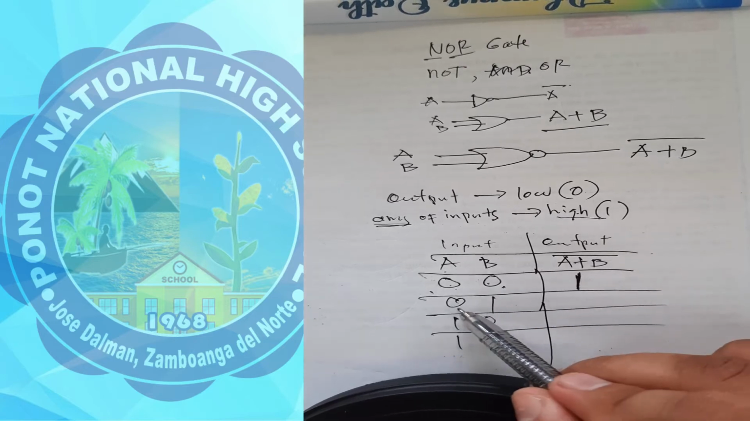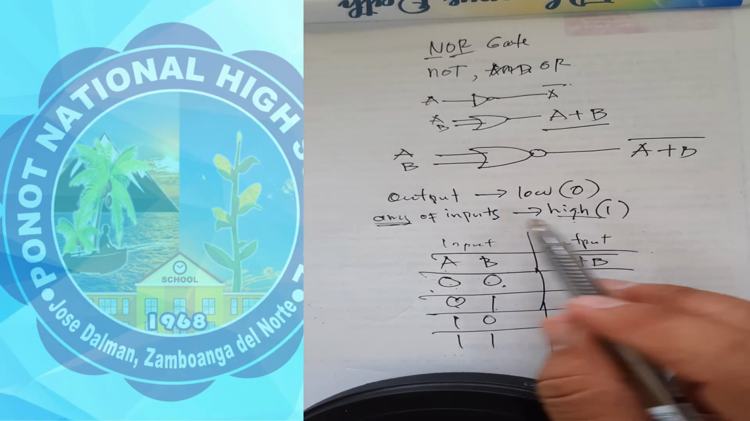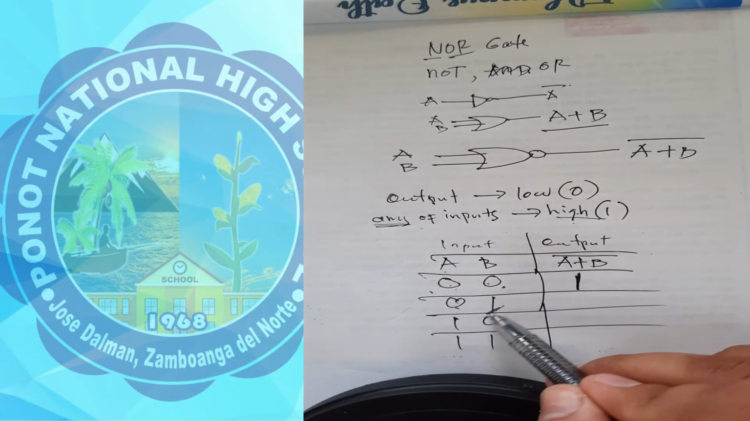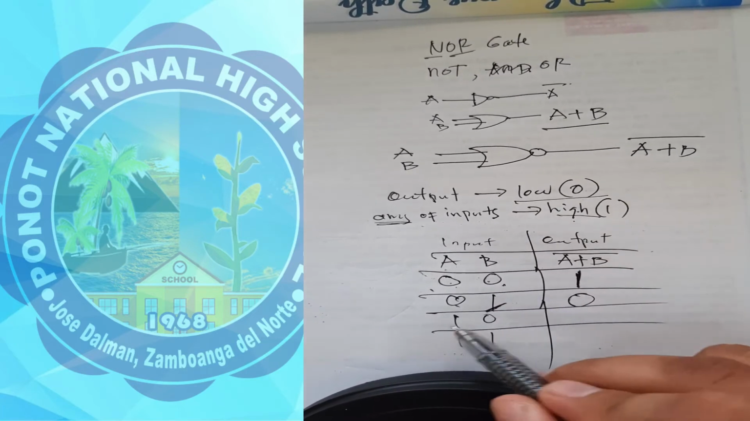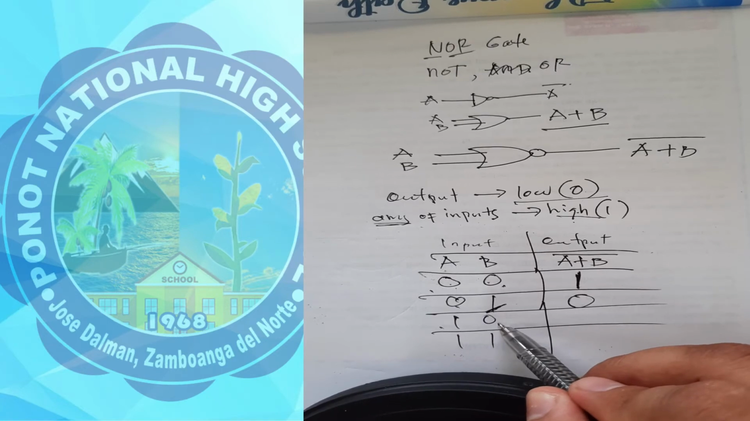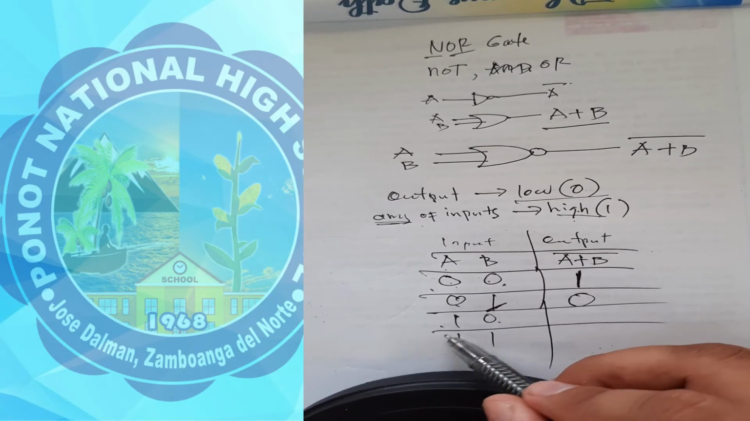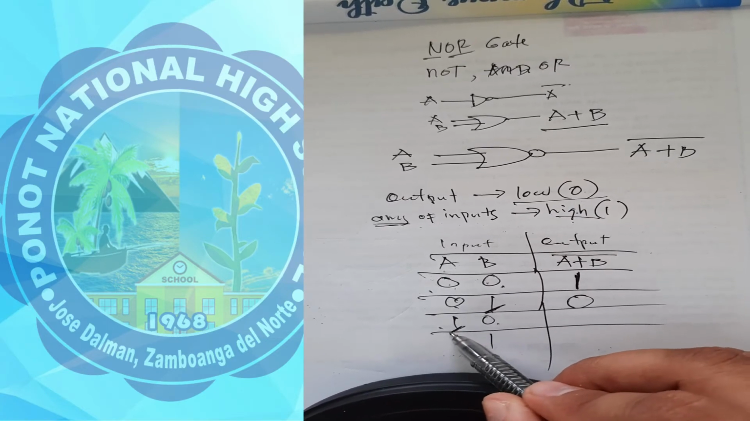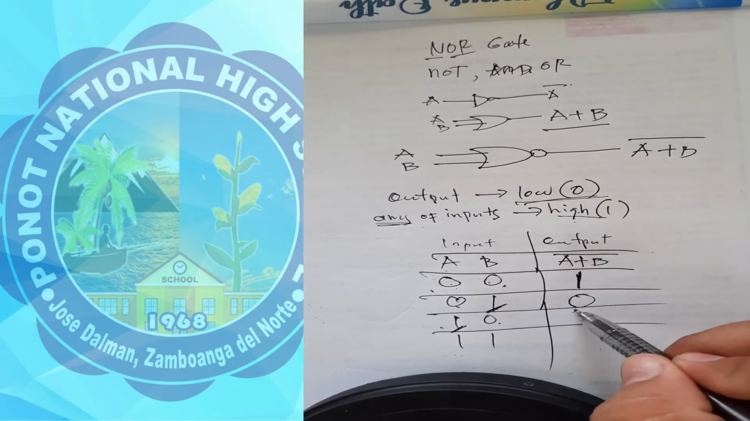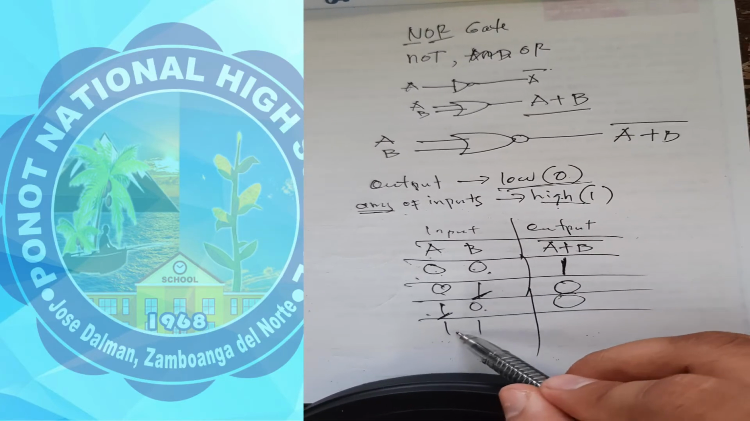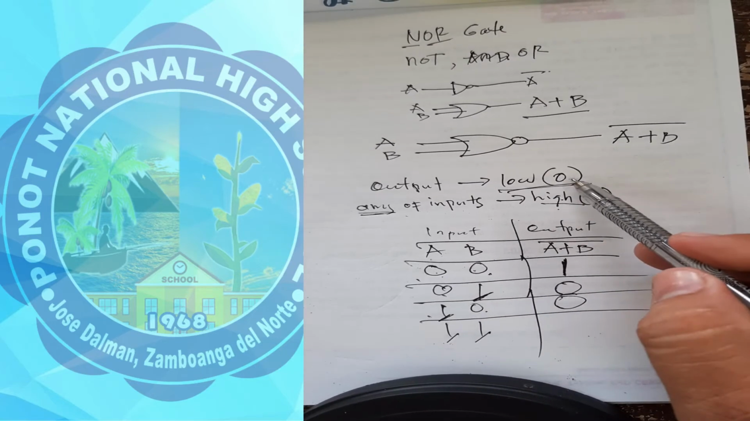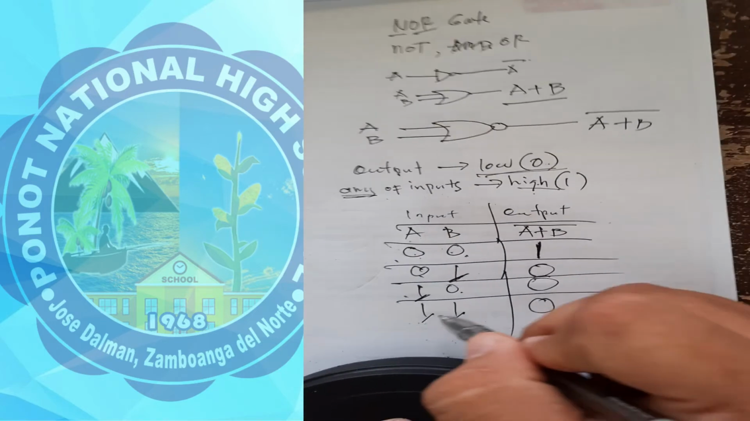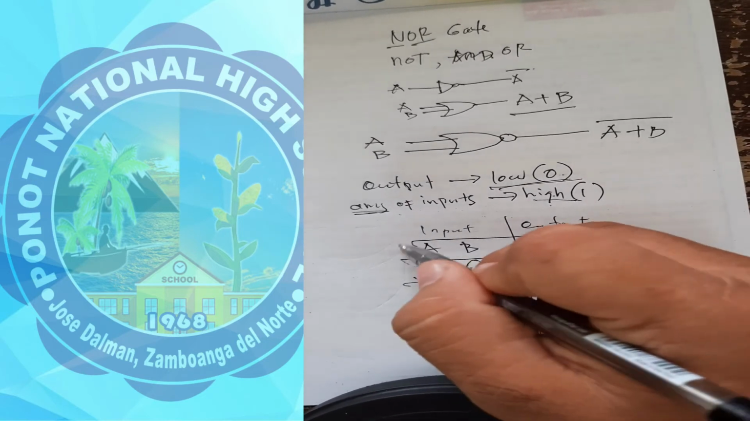0, 1. Meron bang high ang input? Meron. This one. So what is the output? 0. 1, 0. Meron ba tayong input na high? Meron. So what is the output? Low. Next, meron bang input na high? Meron, dalawa. So what is the output? 0. That is now the NOR gate.